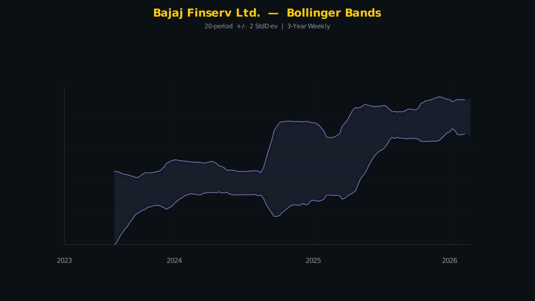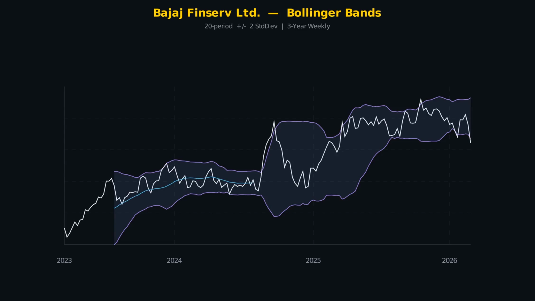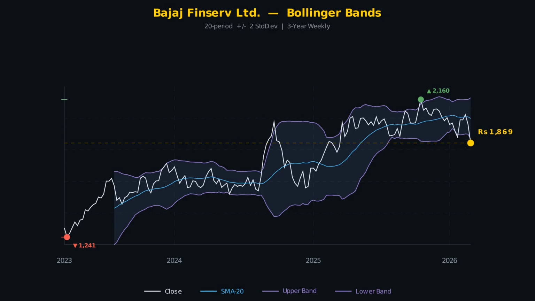The shaded region breathes in and out with volatility. Currently, the bands show wide volatility at 16.8%. The price is outside the upper band, potential breakout. Notice how the price repeatedly bounces between upper and lower bands over this 3-year period. Each touch of a band is a signal.